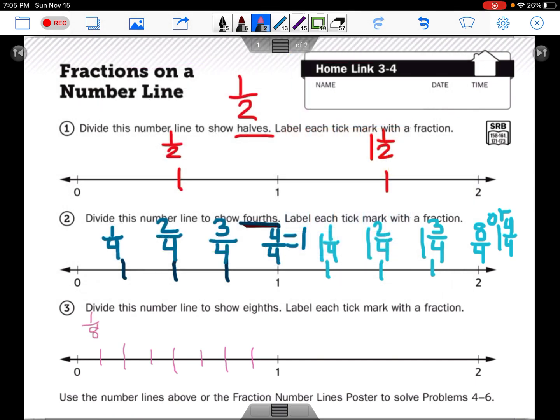1/8, and then next would be 2/8, 3/8, 4/8, 5/8, 6/8, and 7/8. And what do you think this one is equal to? Besides just being 1, you could also call it 8/8. Great.